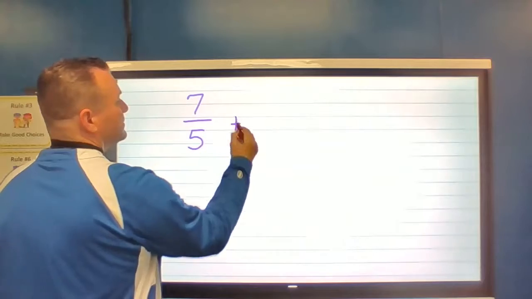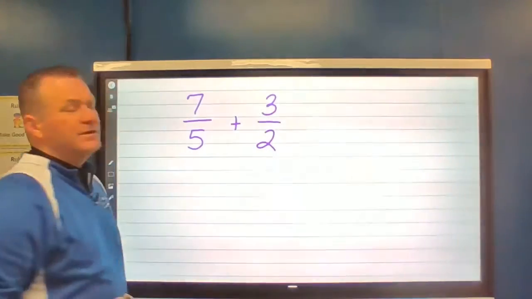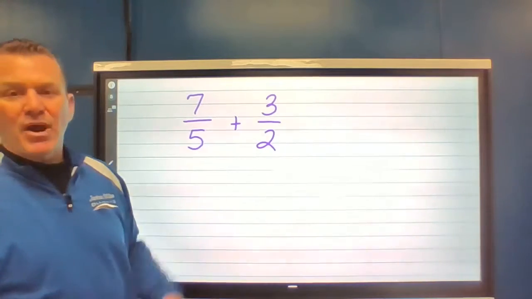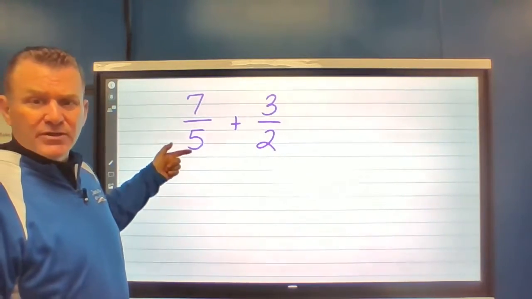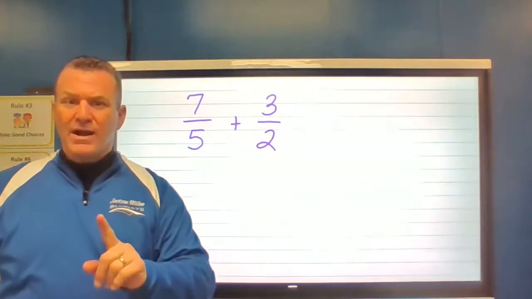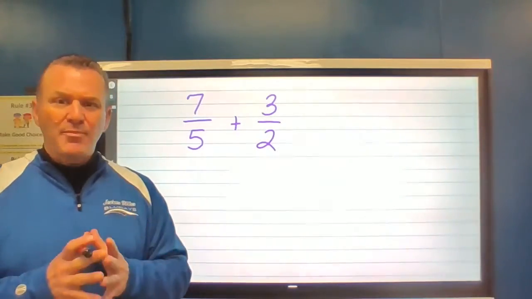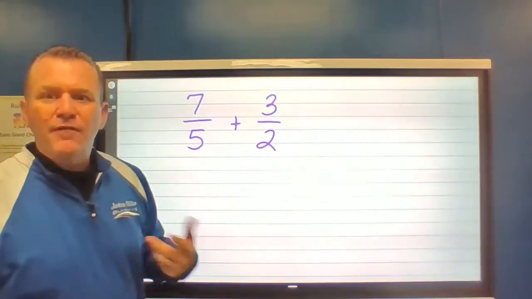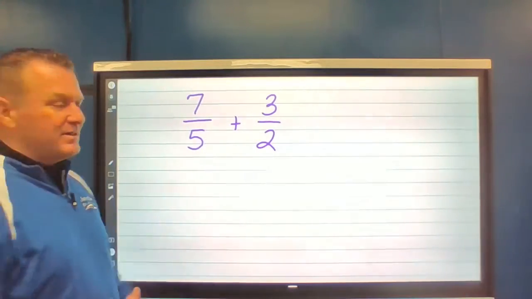Okay, so if I had an improper fraction plus an improper fraction, say 7/5 plus 3/2, you can see that these are improper. Improper fraction, meaning my numerator is bigger than my denominator, which tells me that this fraction is greater than 1. A proper fraction would be like 1/4, where my numerator is smaller than my denominator. Works exactly the same way.